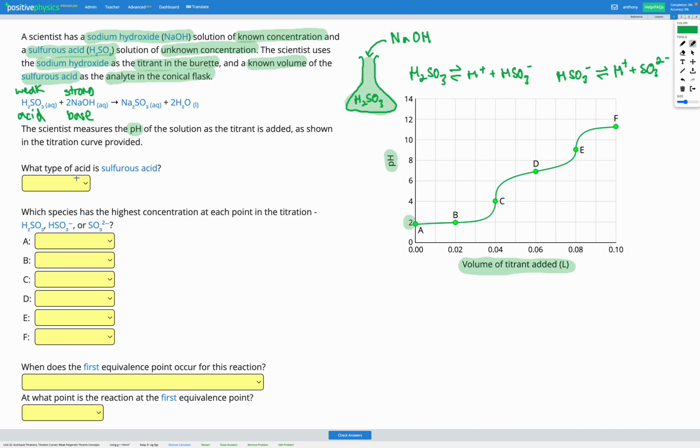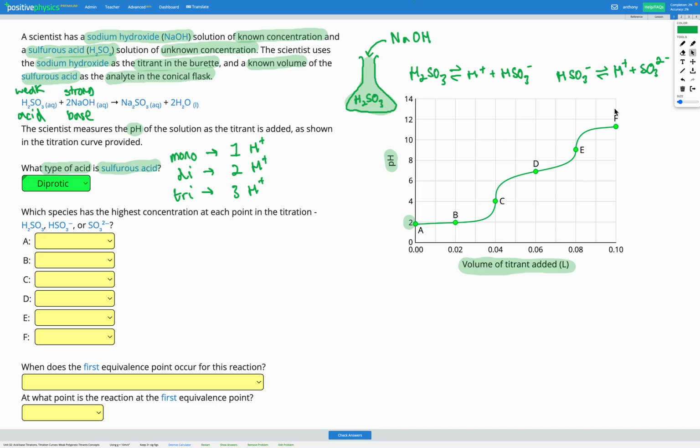Firstly, we're asked what type of acid is sulfurous acid. Our options here are diprotic, monoprotic, and triprotic. So protic refers to protons, in other words, hydrogen ions. It's asking how many hydrogen ions do we have? If it's mono, then we have 1 H plus. If it's di, then we have 2 H plus. If it's tri, then we have 3 H plus. In this question, we have 2 H pluses. So this is going to be a diprotic acid.